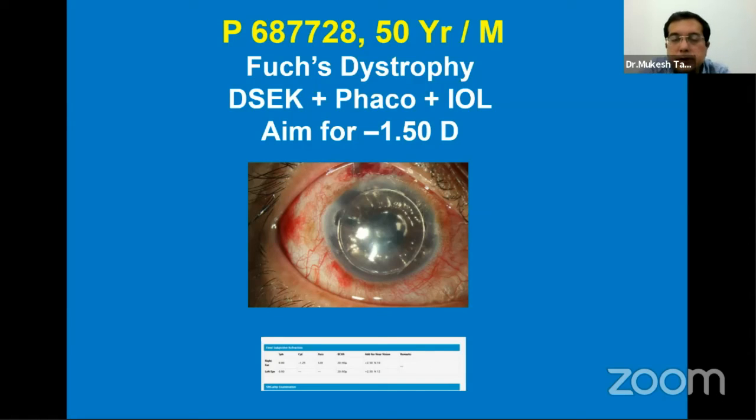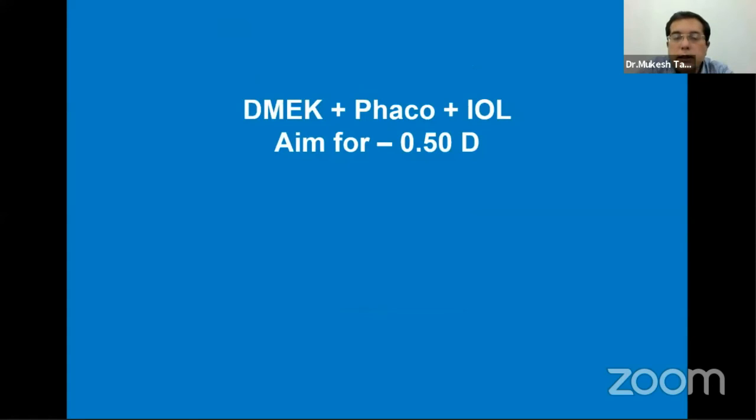So in your regular biometry, you aim for minus 1.5 diopters in DSEK triple procedures. In DMEK, the hyperopic shift is about 0.25 to 0.5 diopters, so here you basically aim for minus 0.5 diopter. Otherwise, the biometry is the regular biometry that you do for DSEK and DMEK.